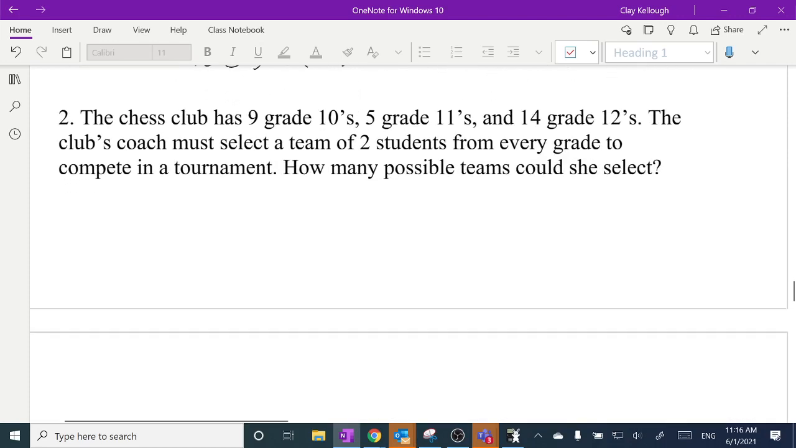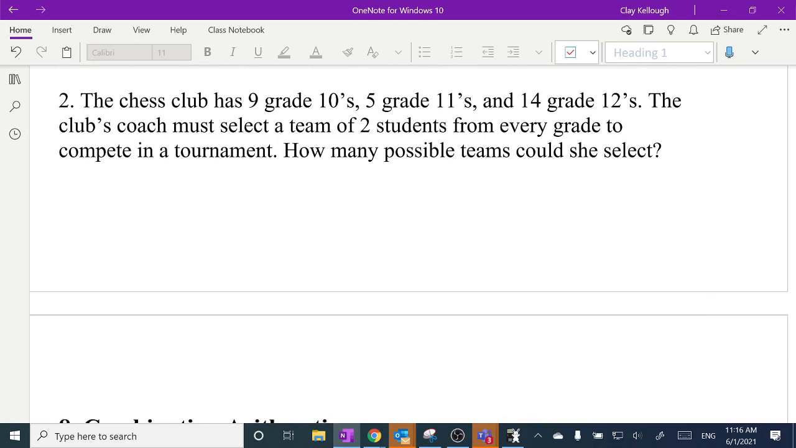Okay, for number 2, we need to choose 2 grade 10s. 9 choose 2. And "and" means multiply in this stuff. We need to choose 2 out of 5 grade 11s. And then out of 14 grade 12s, we need to choose 2 of those. That I would just run through the calculator. 9 choose 2 times 5 choose 2 times 14 choose 2. Give it a try. You should get 32,760. Is that the number you got? Let me know if that didn't work for you.